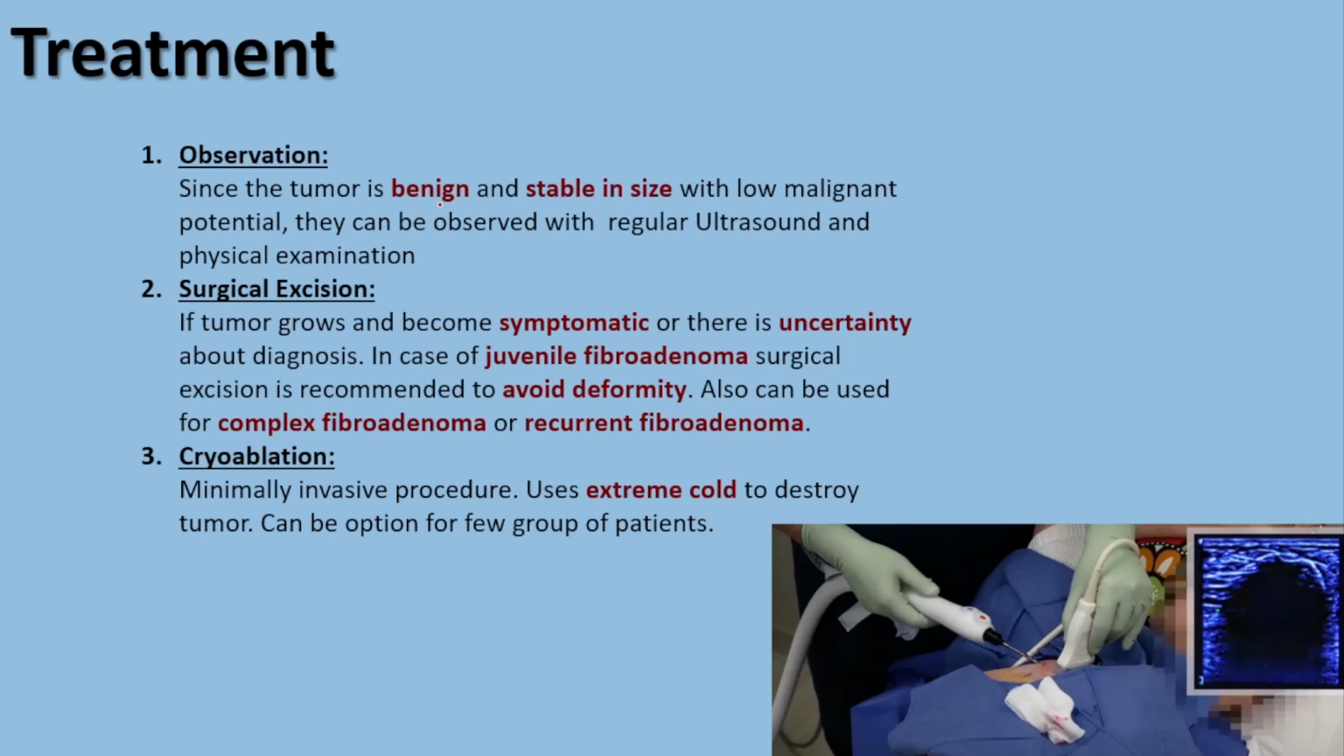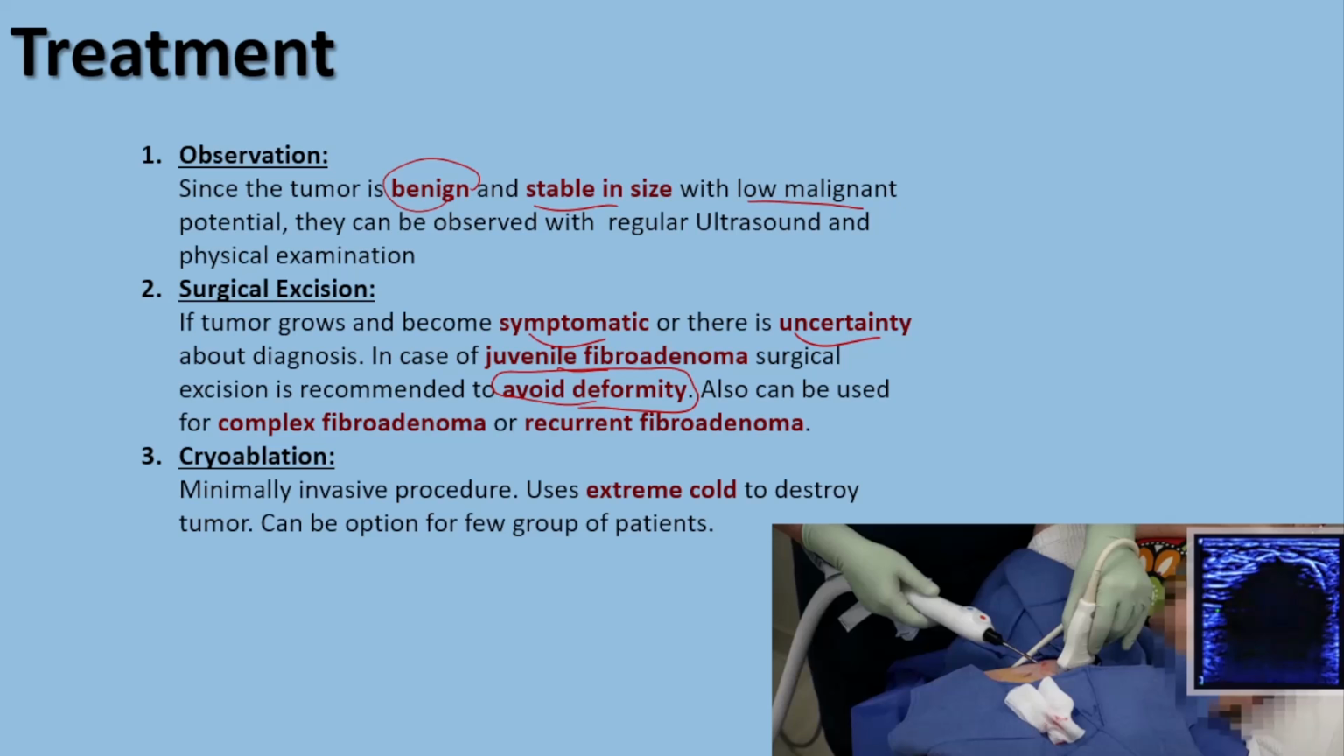Now, what are the treatment options in case of fibroadenoma? First of all, this tumor is usually benign and stable in size, so observation will suffice for management of these patients, especially given that these tumors have either no or low malignant potential, so they can be observed via ultrasound or physical examination. Another option that we have here is surgical excision, and surgical excision is recommended to a few groups of patients. First of all, patients who are symptomatic or there is an uncertainty about the diagnosis of fibroadenoma. In case of juvenile fibroadenoma, surgical excision is recommended in order to avoid deformity.